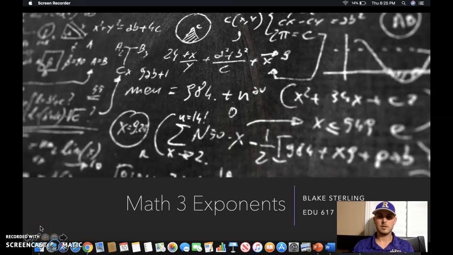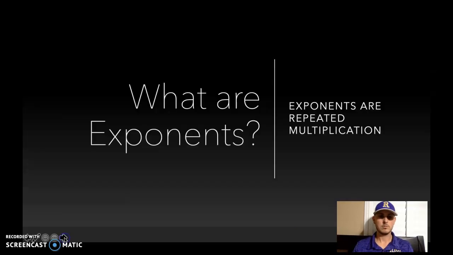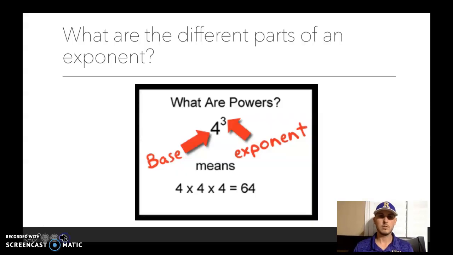This lesson will be on exponents for my Math 3 class. So first, what are exponents exactly? Exponents are simply repeated multiplication, and we'll get more into that here as we go.